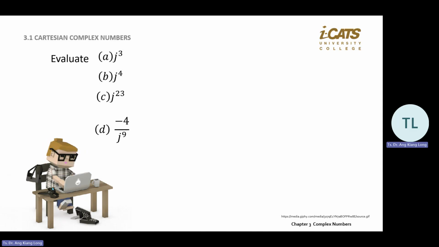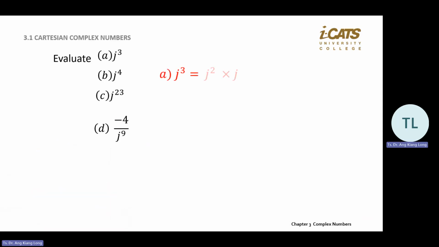This one you can do at home. As long as you understand what is happening. Here, j means i. So i multiplied 3 times is what? i squared is what? i squared is minus 1. So minus 1 multiplied by the square root of minus 1, so this one can actually be calculated very fast. I will show you the first one. You can break it into two parts to make it easier.